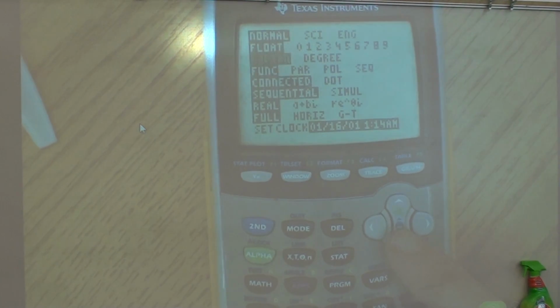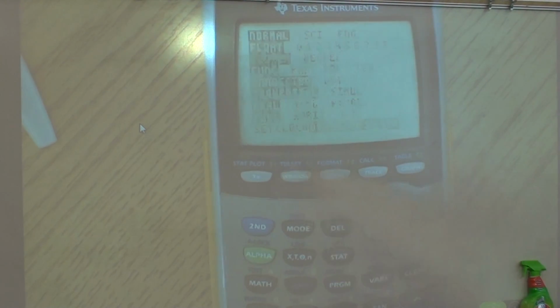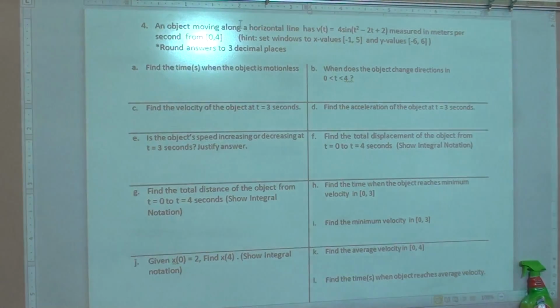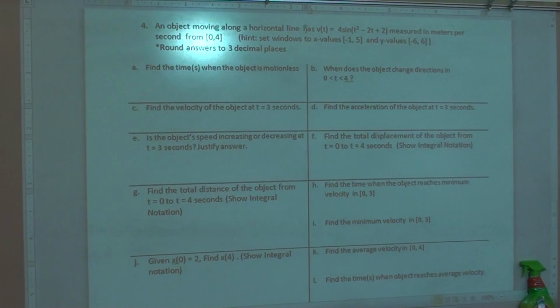Before we graph, we're going to set our window. So if you look at the problem, this problem says the object is moving along a horizontal line in meters per second from 0 to 4. These are t values, from t equals 0 to t equals 4. I personally would ignore the hint. And I always set my window with these as my x value endpoints so that I don't accidentally think there are more zeros or less zeros than there actually are.